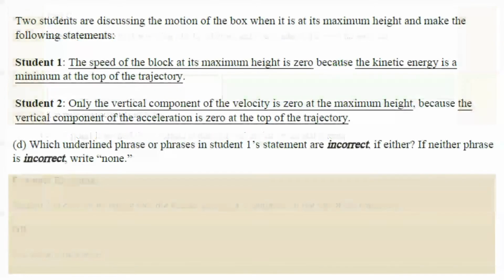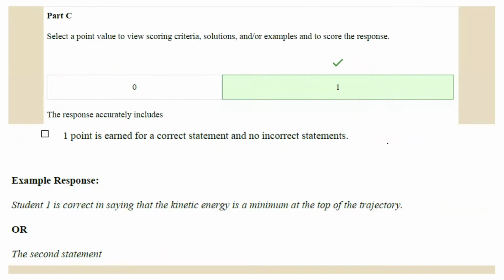All right, part D says which underlined phrase or phrases in student one's statement are incorrect, if either. If neither phrase is incorrect, write none. Now, there's only one other underlined thing that the kid said, and that is that the speed of the block at its maximum height is 0. So the question here really is, is that correct or incorrect? It's incorrect. Look at the trajectory here.